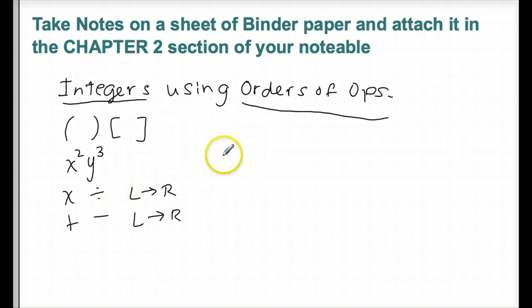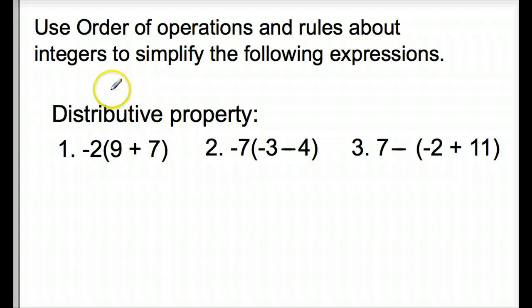So I think I have about 12 examples. I'm going to have you write those down on your binder paper and do them along with me or try them yourself. So first thing, we're using order of operations and rules about integers to simplify all of the following expressions. So first we're going to use distributive property.